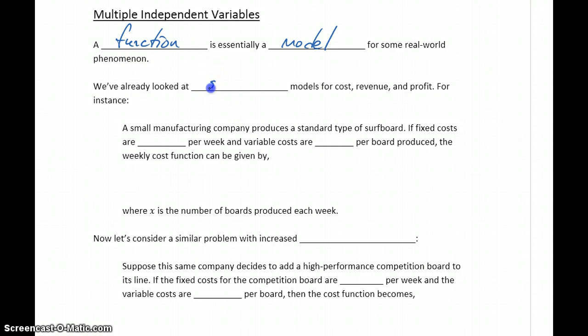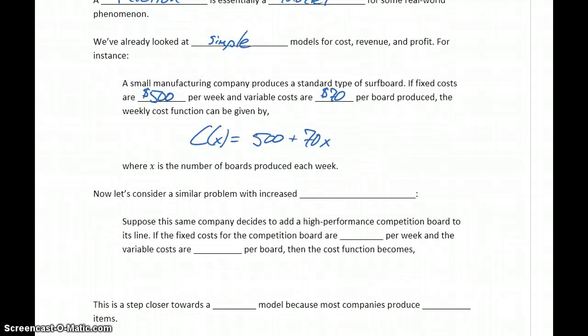So we've already looked at what we could call simple models for cost, revenue, and profit. So for instance, one of these simple models would be about a manufacturing company producing standard types of surfboards. If the fixed costs to produce those surfboards are $500 per week, and there's a variable cost of $70 per board produced, then we could construct a weekly cost function for this company as $500, which would be that fixed cost, plus $70 times x for each individual board produced. So those are the types of problems we've considered so far.